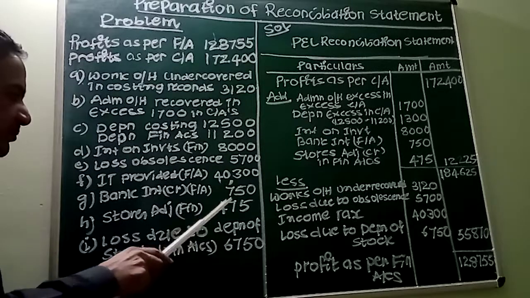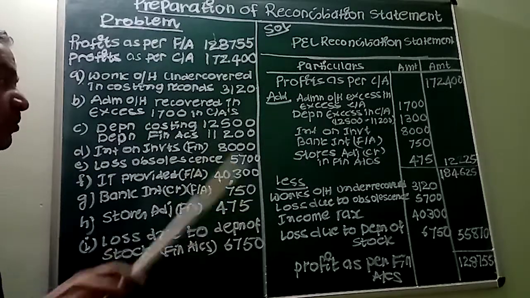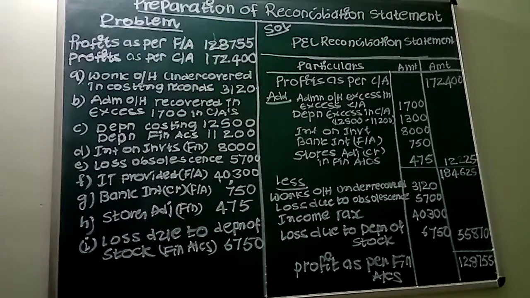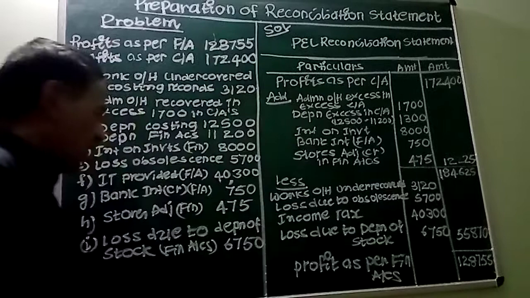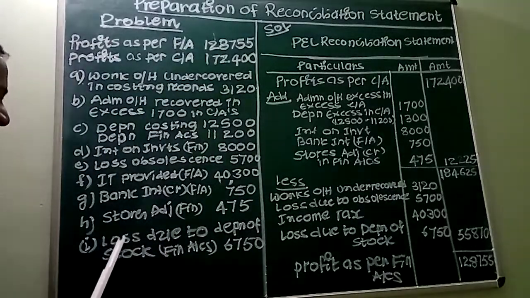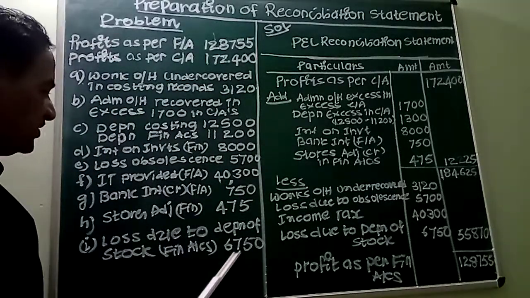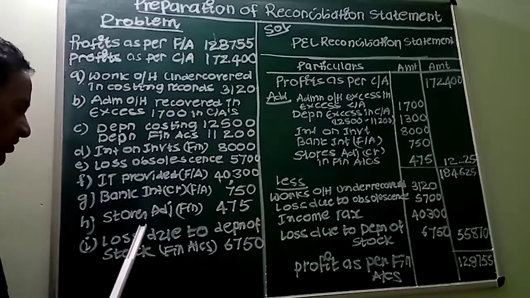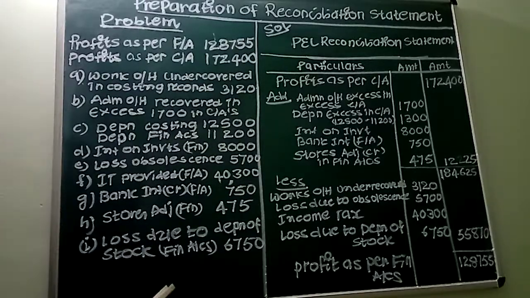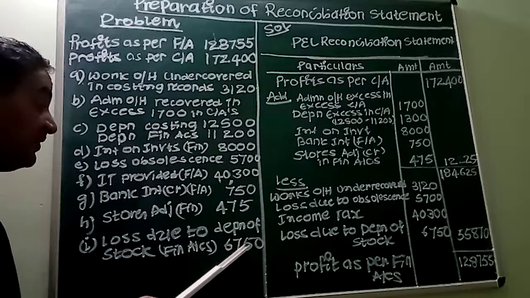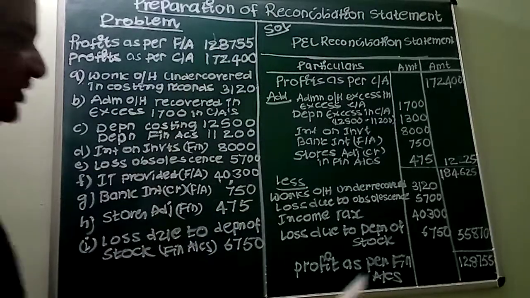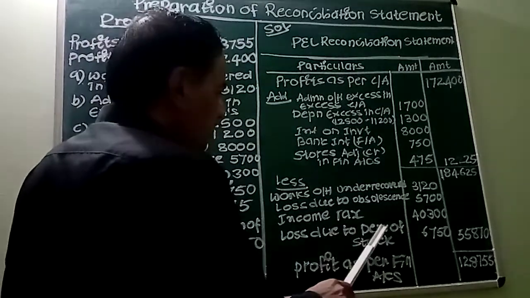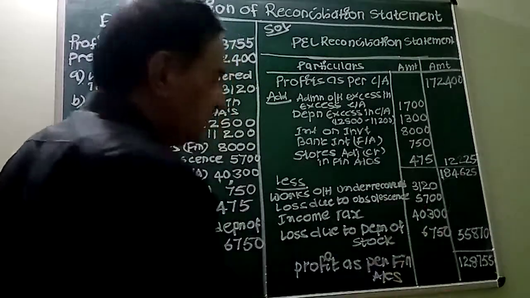Now, stores adjustment credit in financial accounts, 475. So here, 475 rupees profit is more in financial accounts. When it is more, it should be added. This is 475 rupees. Come to the last item. Loss due to depreciation of stock in financial accounts, 6,750. This loss will be charged only in financial accounts. So 6,750, when it is charged in financial accounts, definitely it will reduce the profit in financial accounts. So it should be deducted. So 6,750 loss due to depreciation of stock, we have to deduct.